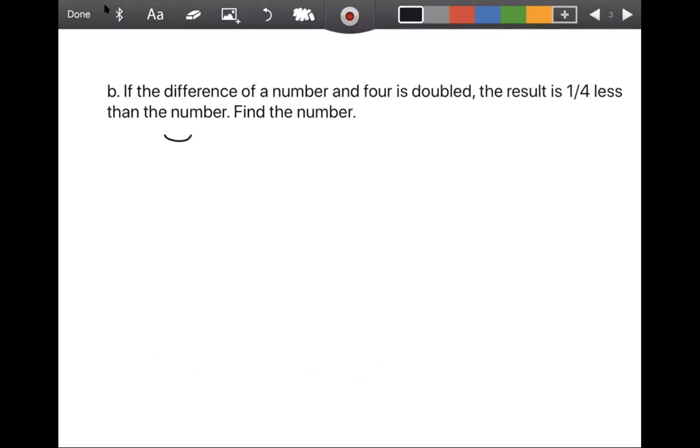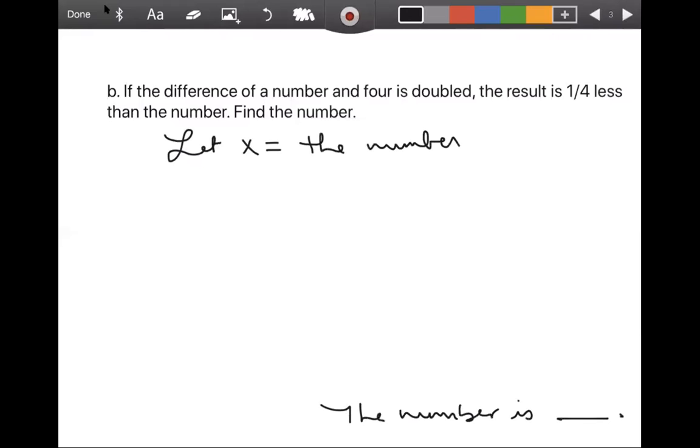Again, let x equal the number. And when I was getting my tablet ready, I forgot to leave a blank screen after this one, so I'm going to have to put the number is down at the bottom of this page. Okay, so the difference of a number and 4 is doubled. The difference of a number and 4 is doubled, which means times 2.